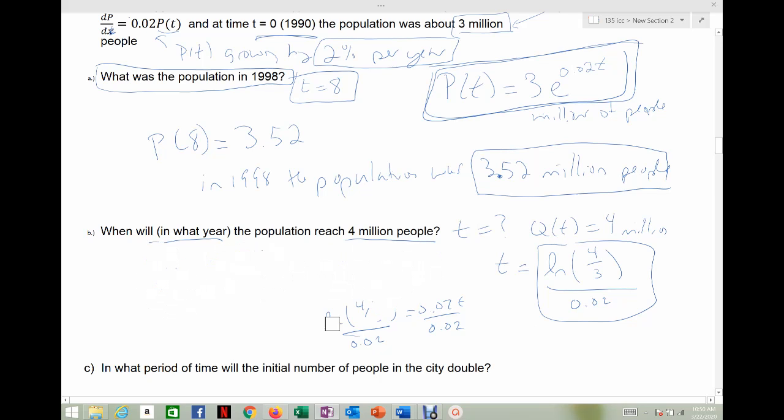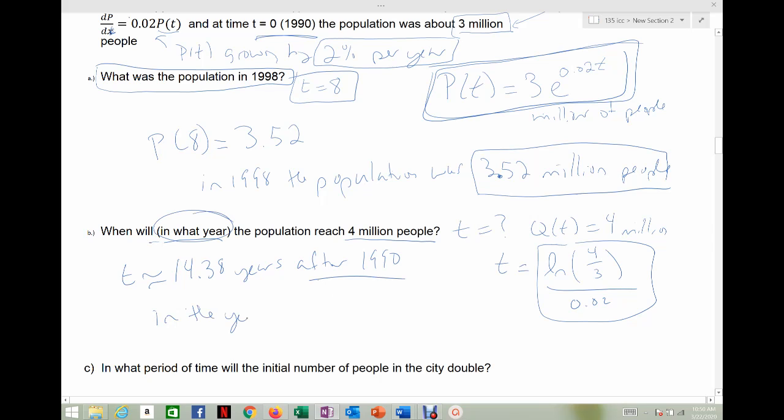So the 4/3 is in my natural log. And then you divide by the 0.02. All right, so I'm going to round my time a couple decimal places. So it comes out 14.38. So remember, that's years after 1990 when we started. So in what year? You'd add 14 to 1990. So it would be in the year 2004. All right, 0.38 into that year, but in the good enough answers, in the year 2004.